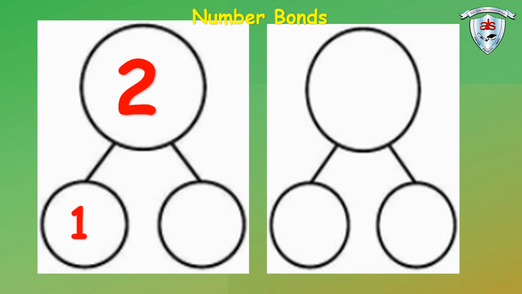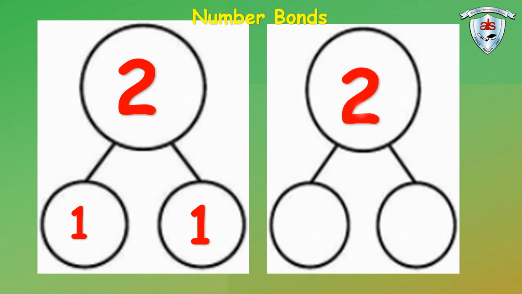It's 1 and 1. So 1 and 1 makes number 2. Okay, it's two numbers. Okay, they represent number 2. Now let's go to the next one.